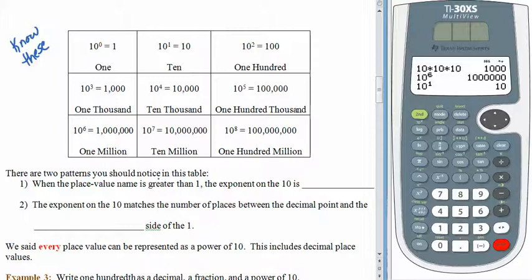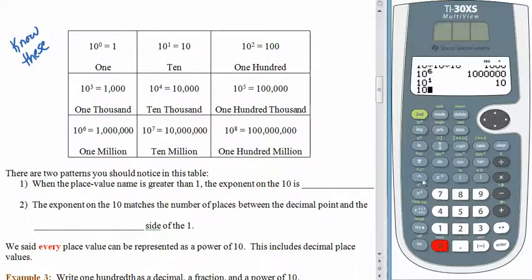There are a couple of things that you should notice about this table. The first is that all of these place value names are bigger than 1. Well, except for the first one. This one's kind of interesting. 10 to the 0 power is 1. You'd think it might be 0, but it's not. You can even check that one on your calculator as well. 10 to the 0 power is 1. At any rate, all of the others have place value names that are greater than 1.